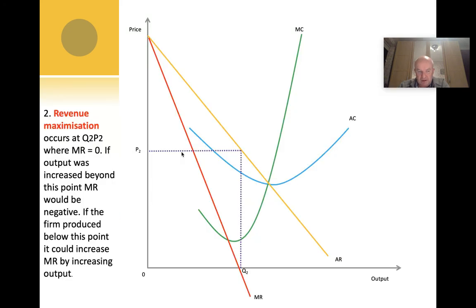So in this situation where we've got revenue maximization, you can see at this point we've got Q2 and P2, and at that point marginal revenue is going to be 0. As soon as we go beyond that point of Q, our marginal revenue is going to start to fall and will become a negative figure. If we increase the output beyond that point, marginal revenue would be negative. And if the firm chooses to produce below this point, it could increase marginal revenue by increasing output, a bit like we just described.